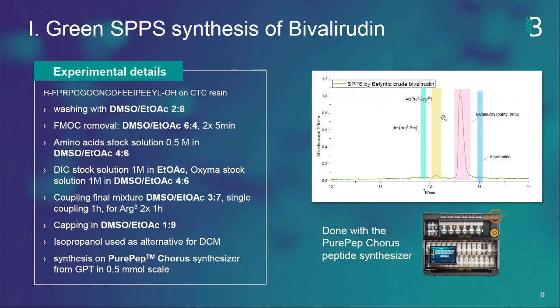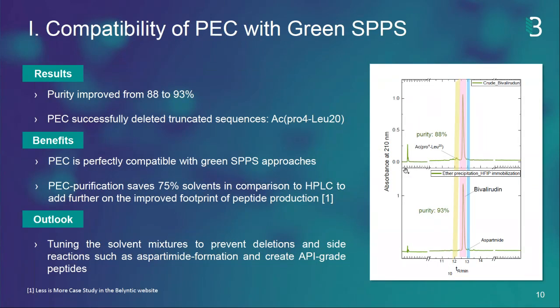There are some impurities with truncated sequences, deletion, and aspartimide formation. Now we want to check whether our PEC technology is compatible with the green SPPS or not. So we tried to purify the bivalirudin crude material using our normal PEC procedure. After linker coupling to the SPPS bivalirudin, we cleave off using TFA cocktail, then we precipitate it and resolubilize it in HFIP. Then the PEC process was continued.